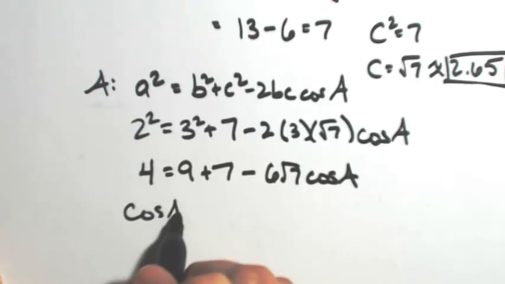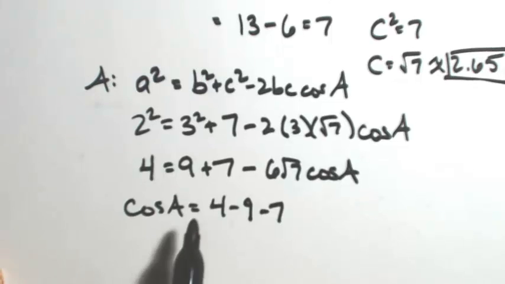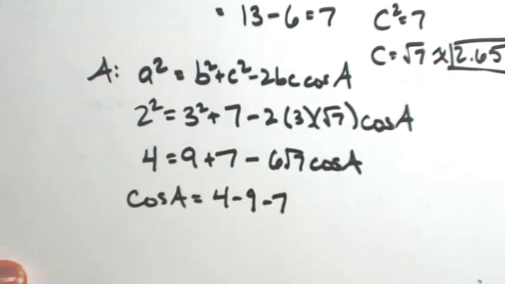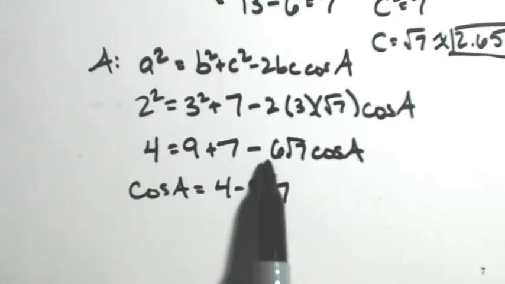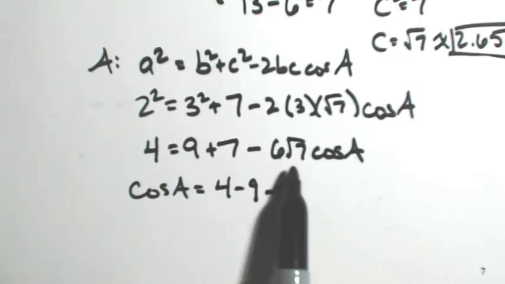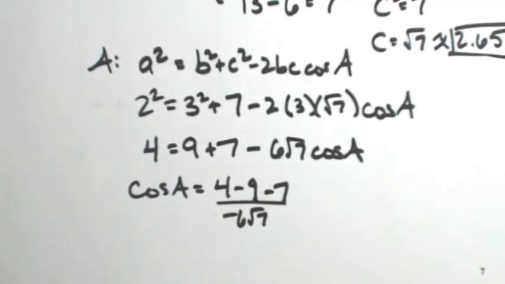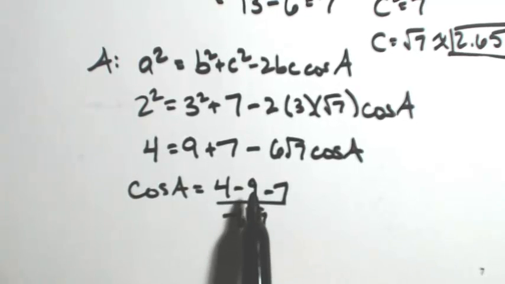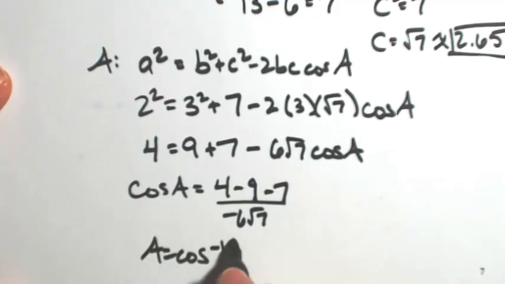So the cosine of angle A will equal 4 minus 9 minus 7. You could have put 9 and 7 together, just trying to come up with a pattern here. So subtracting the 9, subtracting the 7, then you're left with multiplication. So then I'll divide by the negative 6 square root of 7. Okay, so if I wanted to find that, it was just simply a squared minus b squared minus c squared divided by negative 2bc. That's how I found cosine of A. So then A is going to equal the inverse cosine of all of that.